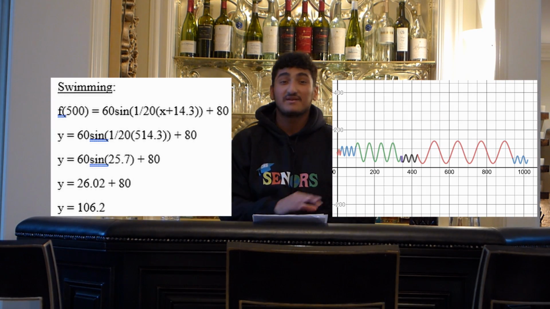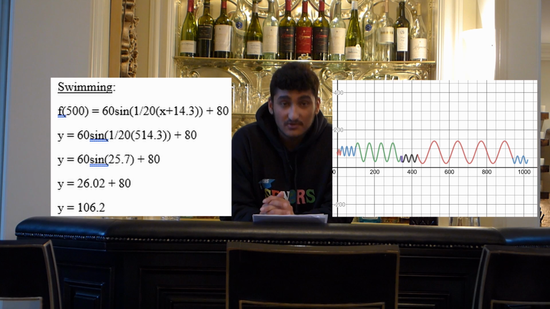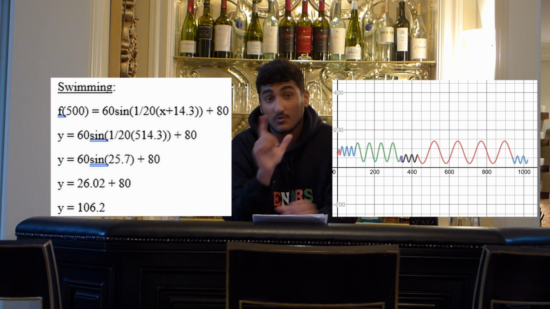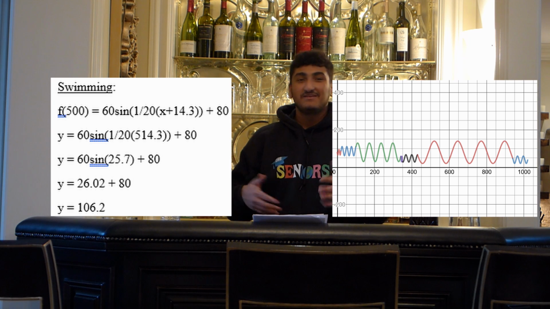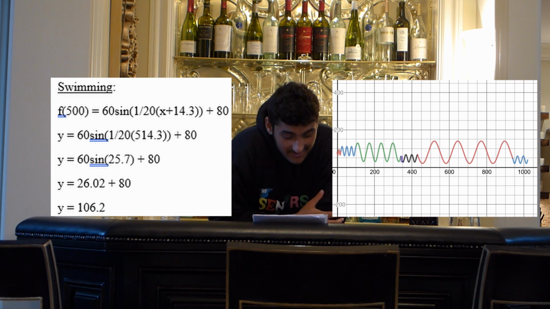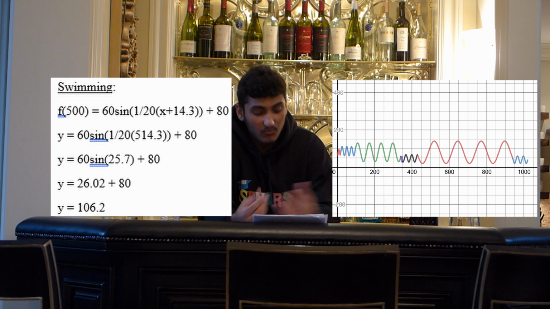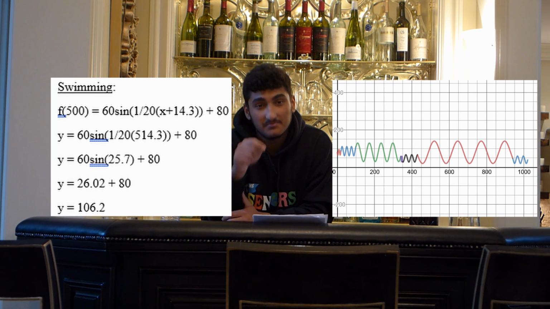We're done with applications. We're going to move on to solving. First of all, we'll solve for swimming. Now, we used x equals 500 to solve for y. Now, it should be entered somewhere here, maybe here. Now, y, we solved it and y equaled 106.2.